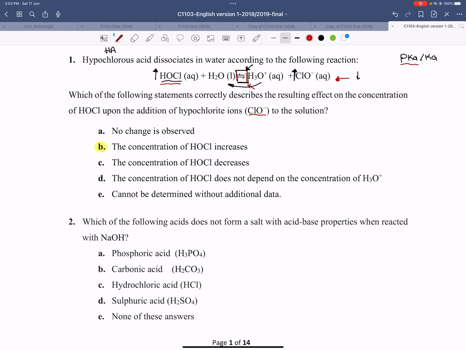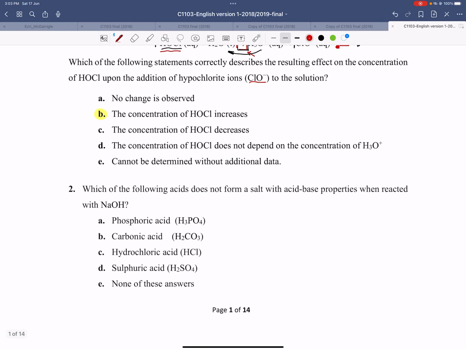Good. Again, which of the following acids does not form a salt with acid-base properties? So just to review, salts. What are salts? Salts are solids that dissociate in water. Whether they have acid-base properties depends on whether they dissociate completely or partially. Here we go to the equilibrium constant. For salts it's KSP. If they have acid-base properties, it's basically Ka. Okay? The acid itself. So salts. This is just theory. I'm not going into the question yet because questions should not take this long.